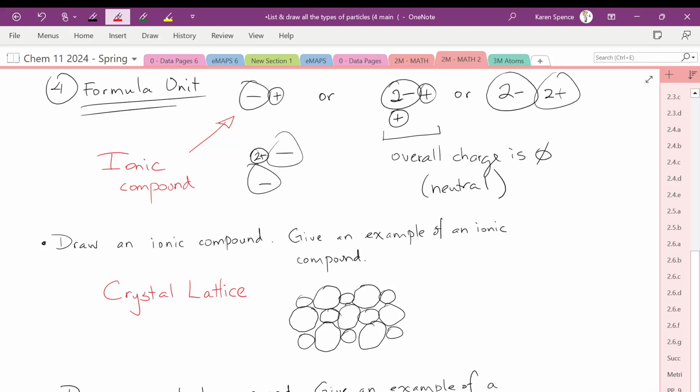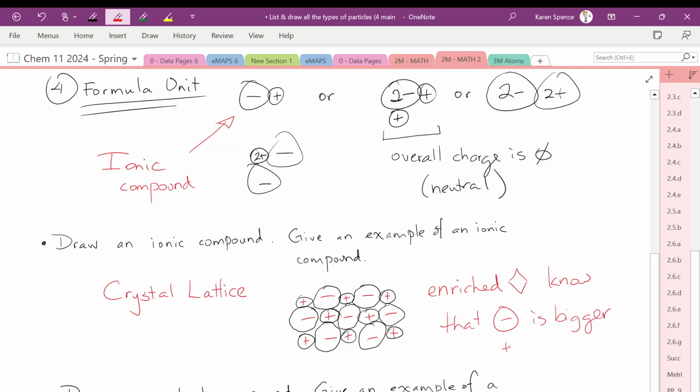And what would I put in the small ones? Positives. If you get that backwards, I'm not going to get too upset at this point, but if you can remember it, that would be awesome. I might give you an enriched mark for knowing which one is which. Positive is smaller. Okay, so that's our crystal lattice.